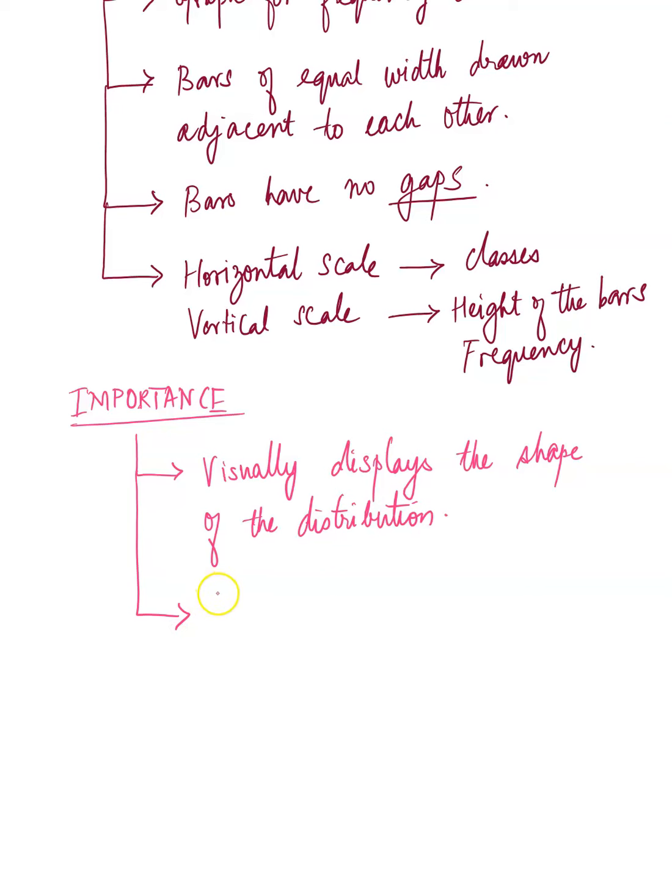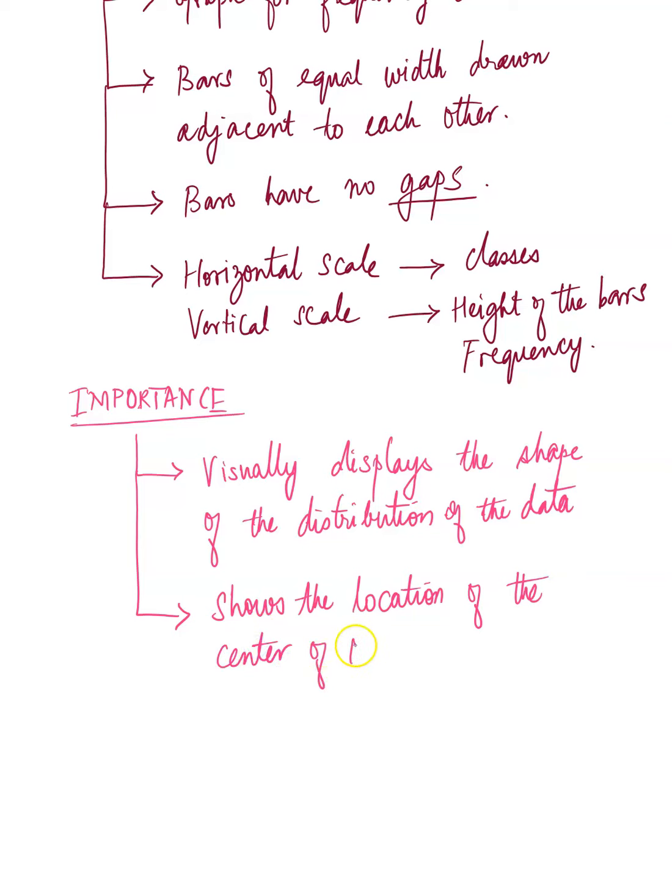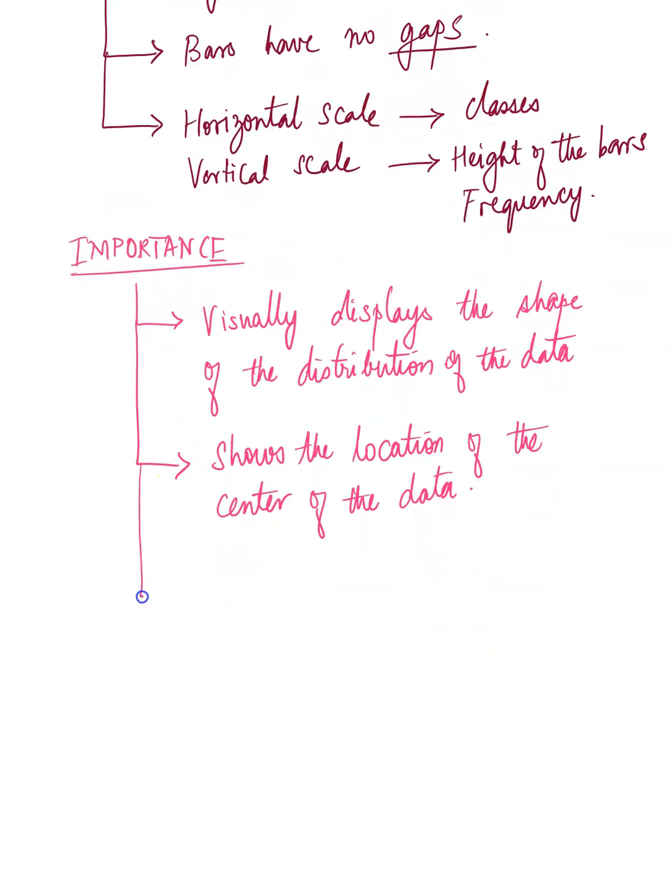It shows the location of the center. Let me finish this, distribution of the data. It shows us the location of the center of the data. When we draw a histogram, it will help you to see what we mean by that. It shows the spread of the data. It helps identify outliers.